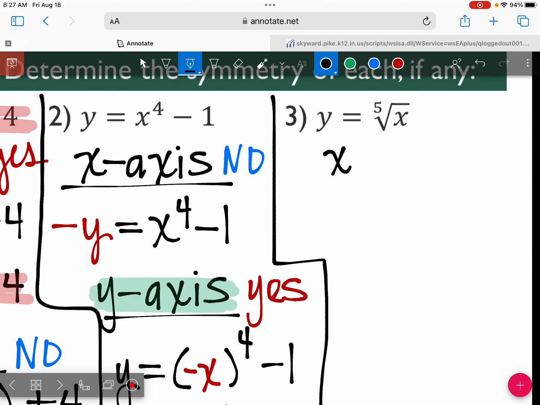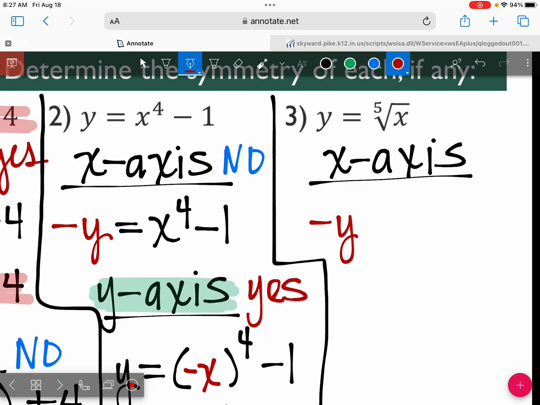So for x-axis, I have negative y equals the 5th root of x. And that's going to be a no because nothing is happening to that y to switch it back to positive. So that's a no. So we've already knocked out x-axis and we've already knocked out origin. So the only thing we have left to check for is the y-axis.